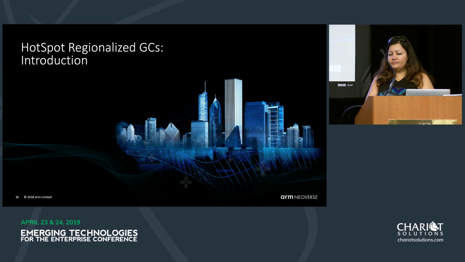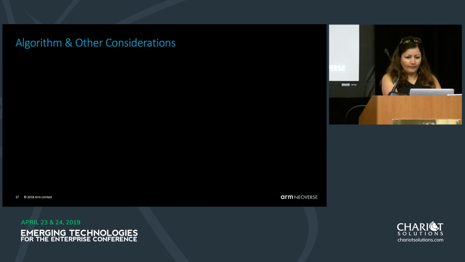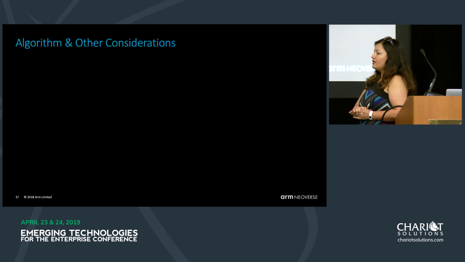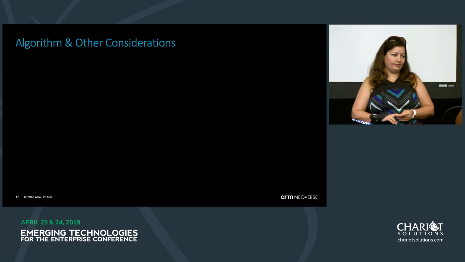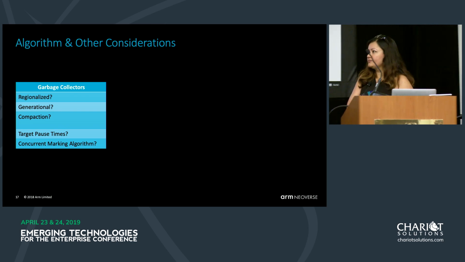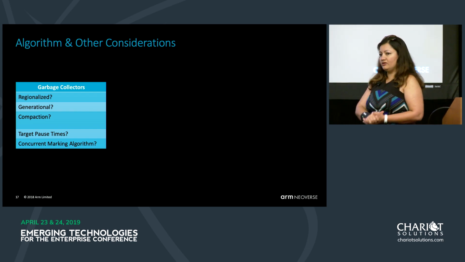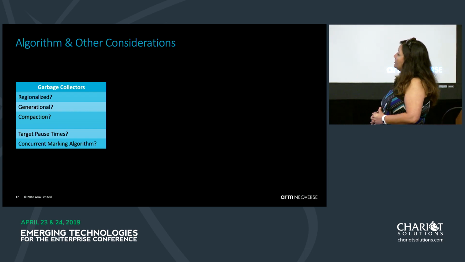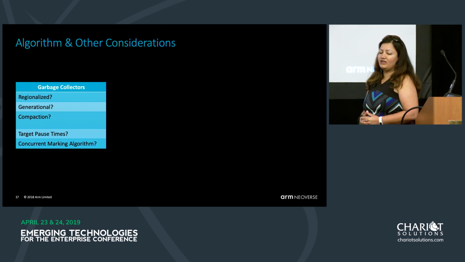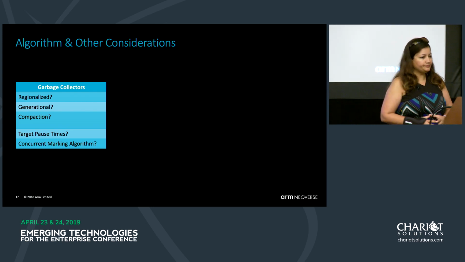So let's dive into our individual collectors. What I'm trying to do is distill it at first, and then we'll dive into each of those topics. The way I'm trying to distill is: are they regionalized? Are they generational? Are they compacting? Of course they are, but different kinds of compaction. Target pause times and concurrent marking algorithm. These are the differences that I think I should highlight, and then I'll deep dive into each of them as we go forward.